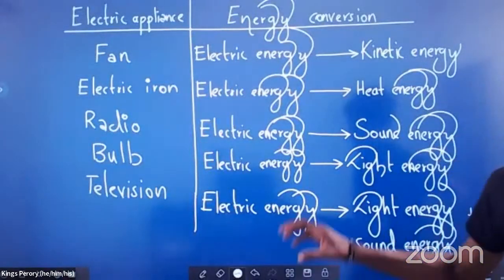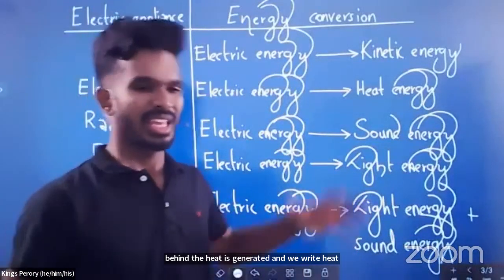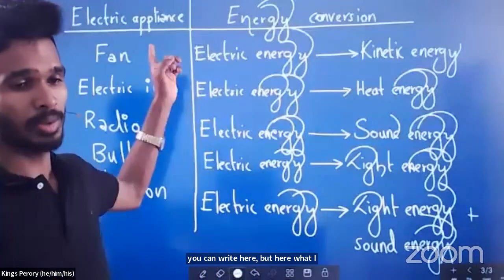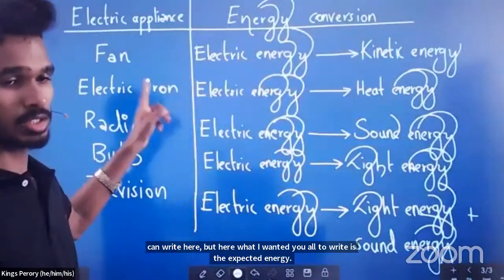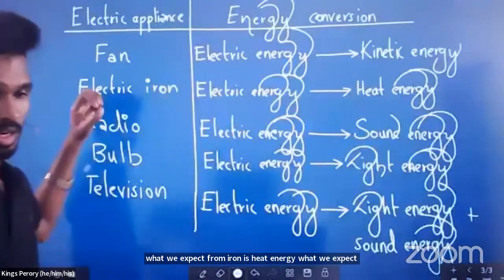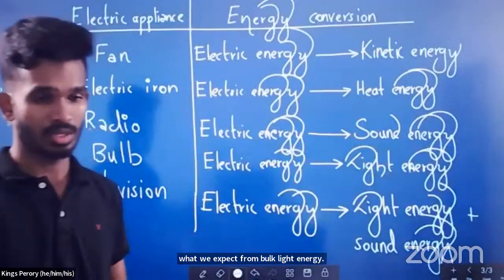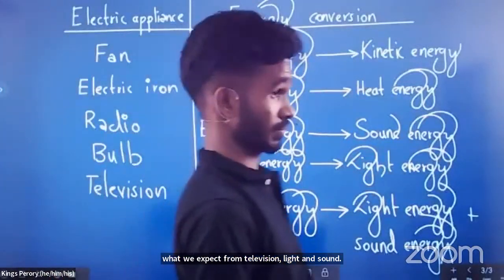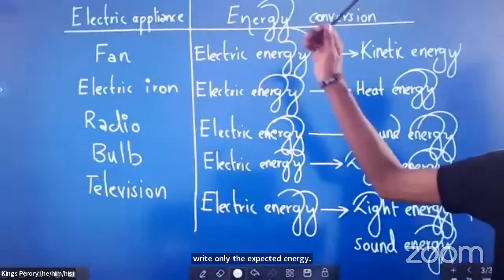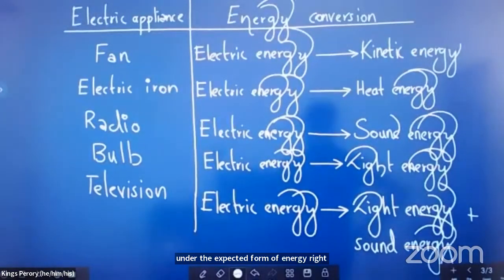Some people are asking, sir, behind the TV, heat is generated. You can write heat, but here what I wanted you all to write is the expected energy. What we expect from a fan is kinetic. From iron, heat energy. From radio, sound energy. From bulb, light energy. From television, light and sound. So write only the expected energy. I'll teach about that heat generation separately. Only the expected form of energy from these electric appliances.